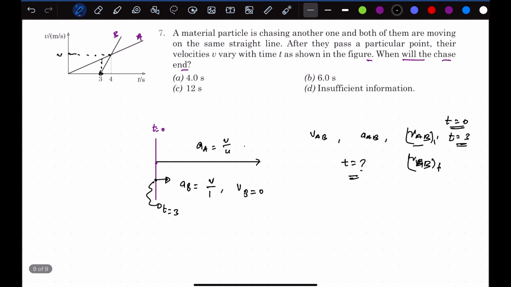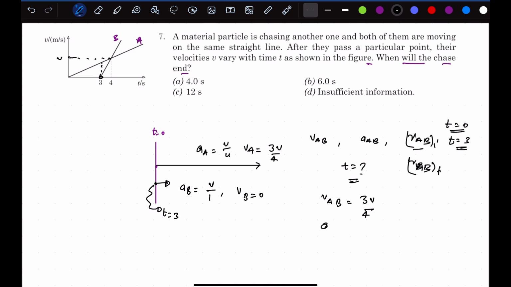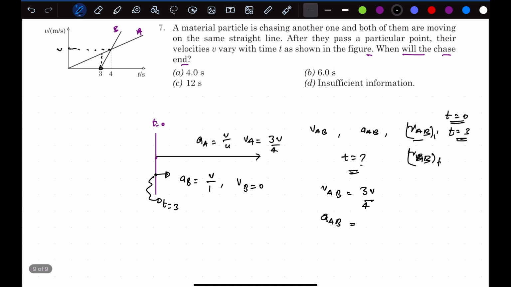can I say at t equals 3 seconds, the velocity of particle A is basically 3v by 4. So the relative velocity of A with respect to B at that point becomes 3v by 4, and the acceleration of A with respect to B becomes v by 4 minus v, that becomes minus 3v by 4. So we know the relative velocity and relative acceleration.